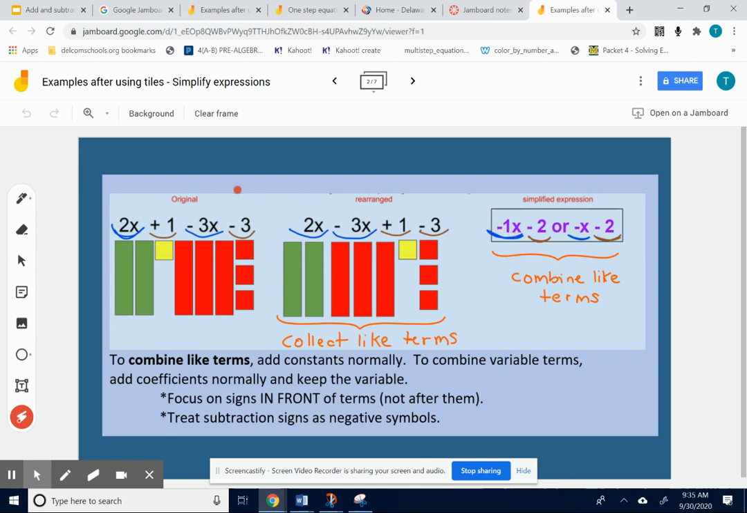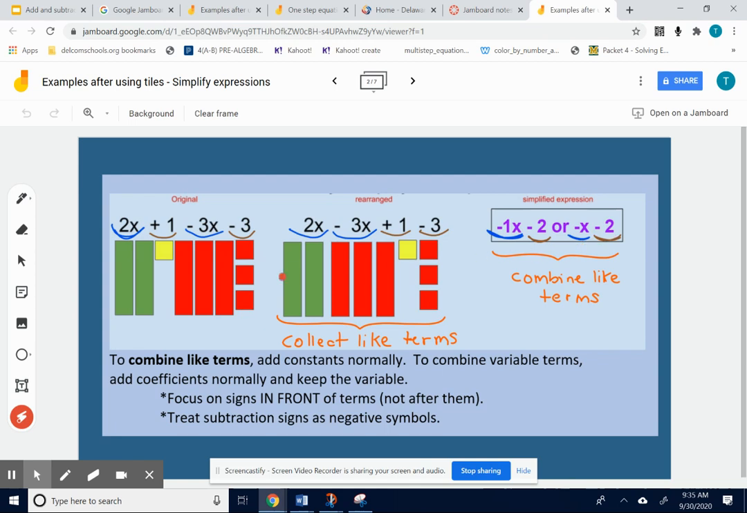And then I can combine my other like terms together, the regular numbers. The positive 1 added to a negative 3 is a negative 2. So I have negative 1x when I combine my x's, and I have a negative 2 when I combine my constants. So I have negative 1x minus 2. You could take the 1 off of that x, kind of like 1x is the same as x, and call it negative x minus 2.